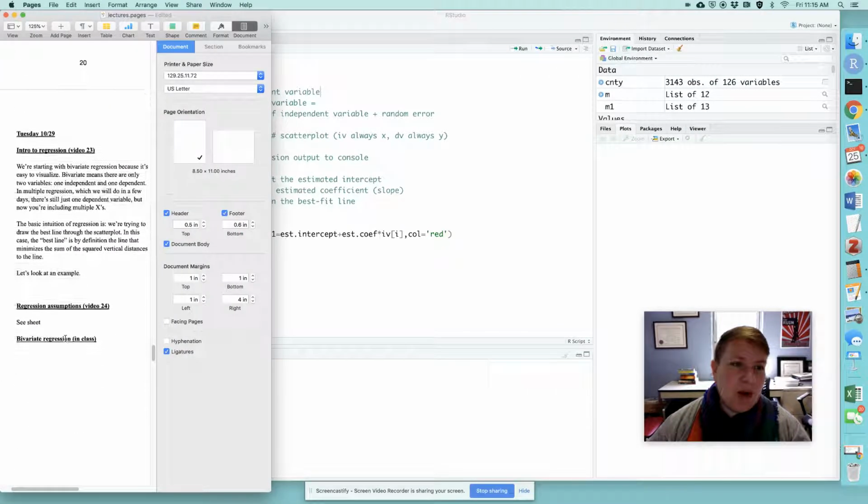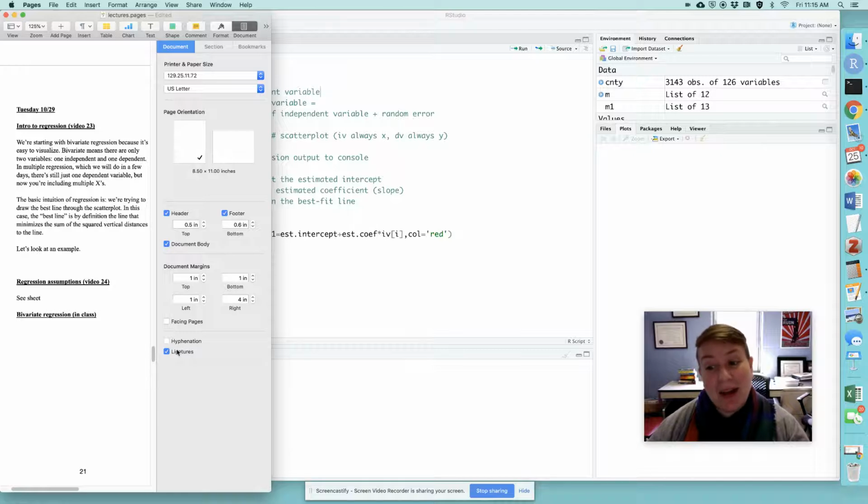So here's what I want to say about bivariate regression and about regression more generally. We're starting with bivariate regression, which is actually quite uncommon in the political science context, because it's easy to visualize. It's the only form of regression where you can actually see X and Y in your perspective. Bivariate literally means two variables, one X, one independent variable, and one Y, one dependent variable.